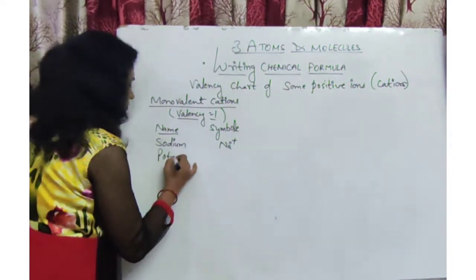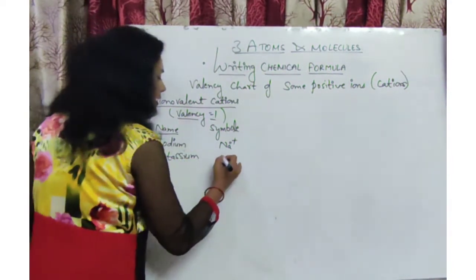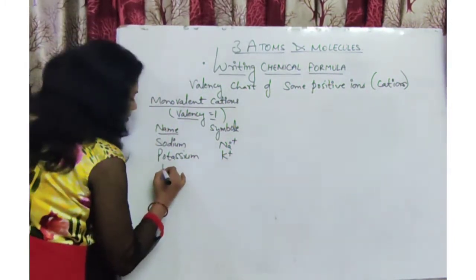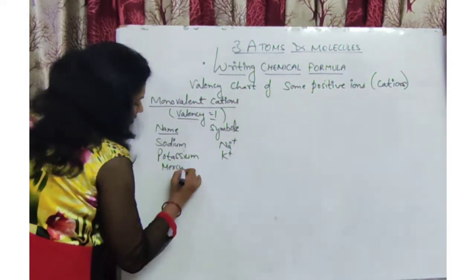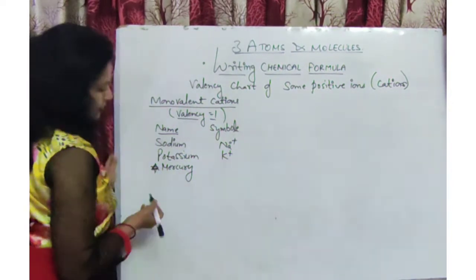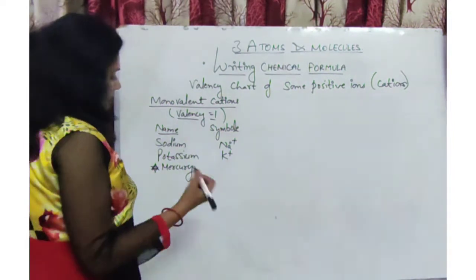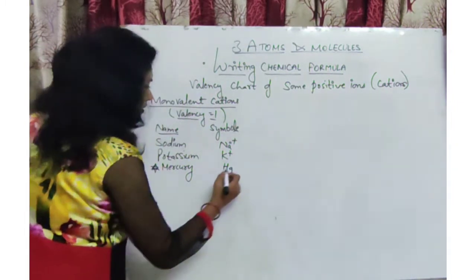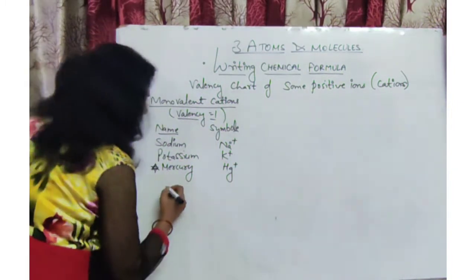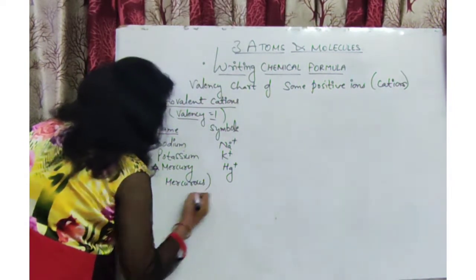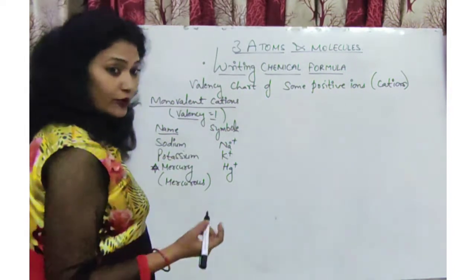Second, potassium. Potassium valency is also 1. After that, mercury. Actually, mercury has variable valency. It has 1 valency, so Hg positive, that is known as mercurous. The ion is known as mercurous.